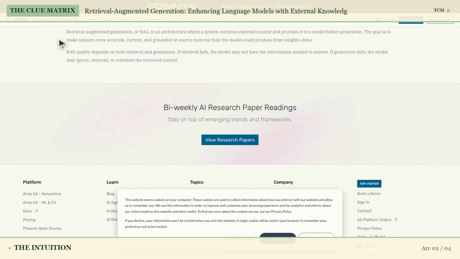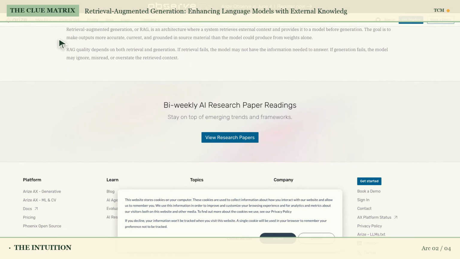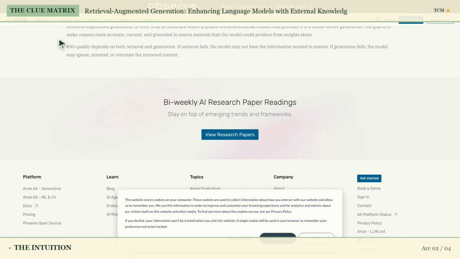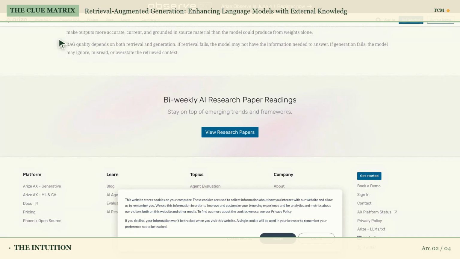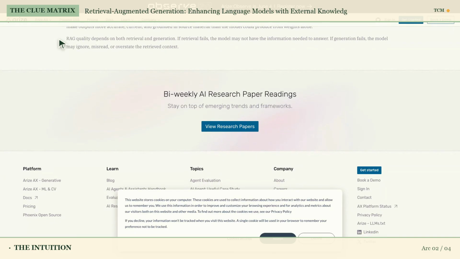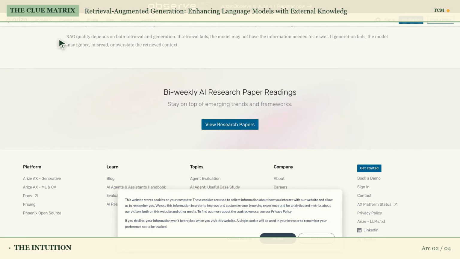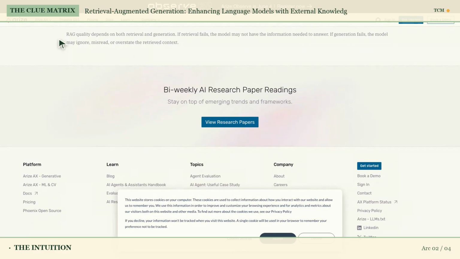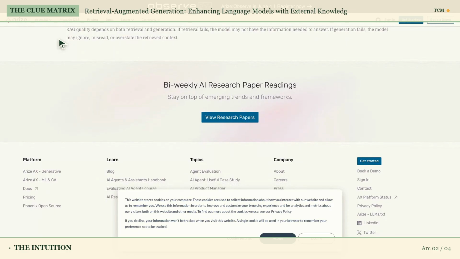Exactly. The post clarifies the goal, to make outputs more accurate, current, and grounded in source material than the model could produce from weights alone. So the cookbook provides the specific, verifiable details the chef's internal knowledge might lack or be out of date on.